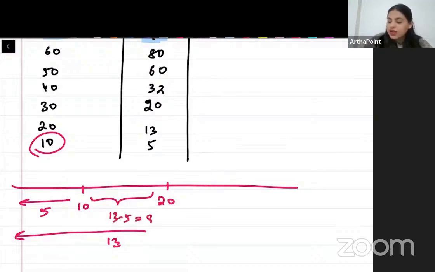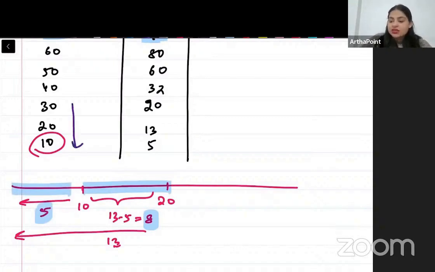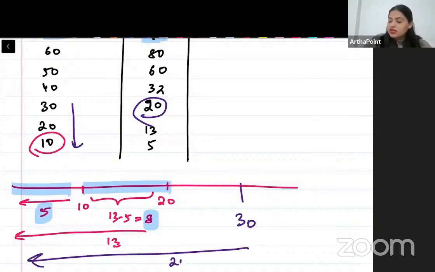13 minus 5, that means 8. So there will be 8 students who have scored between 10 to 20, and between 0 to 10 there are 5. Similarly, just try and convert it. So when you see that marks less than 30, there are 20 students who have scored less than 30, and there are 13 students who have scored less than 20.